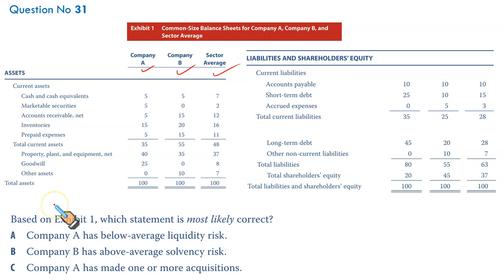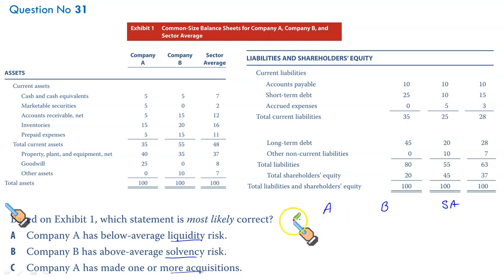So let us lay down the workings first, and for that we need different colored markers. We have the arrangement for these. Now let us first calculate in a tabular form A, B, and the sector average. First he's talking about the liquidity, then solvency, then about the acquisition. Let us read and do each option separately and still save some time for other questions as well.